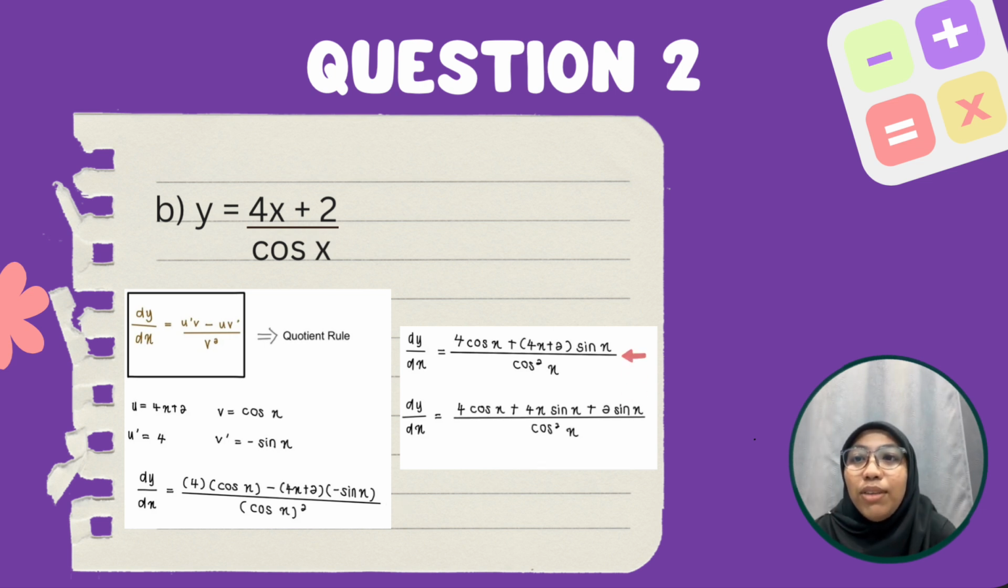Let's simplify. The first term is simply 4 cos x. For the second term, we have a minus sign multiplied by another negative sign from negative sin x. This changes the operation to a plus sign. We can factor out a 2 from the 4x plus 2 term if we want to make it look clear, or we can expand it. This is the final simplified derivative of the function.